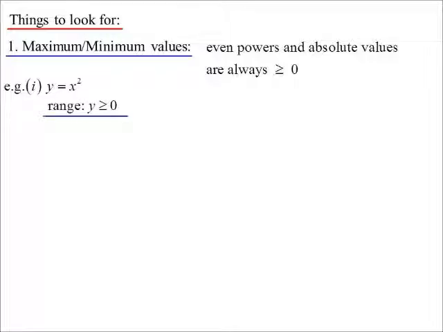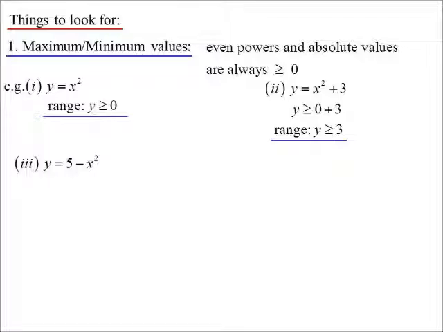In other words, the range has to be y is always going to be greater than or equal to 0. But if I was to just add 3 to this whole thing, well, now my answers must be greater than or equal to 0 plus 3, because the x squared has to be greater than or equal to 0, but we're adding 3 to everything. So range is greater than or equal to 3.